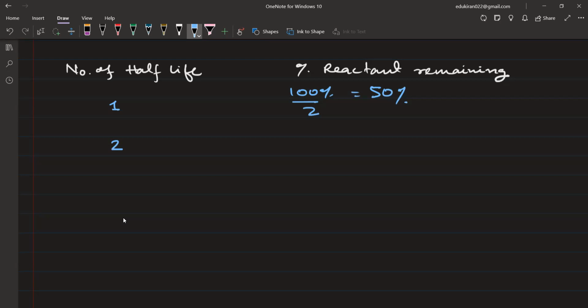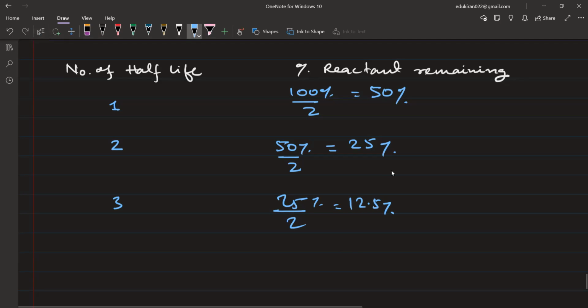If it is second half-life, then 50% upon 2, that is equal to 25% will be remaining. Correct hai? Yes or no? Please tell me, guys. Yes, sir. When it is 3, then I can say it will be what? 25 divided by 2. That will be equal to 12.5%. ठीक है? अच्छा, अब इसी चीज को ना I am going to write it in a different way. How I am going to write it? I can write the same thing as, I hope you guys are looking and not writing anything. Okay, please see, don't write anything right now.